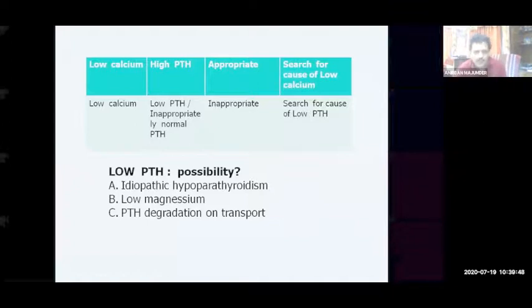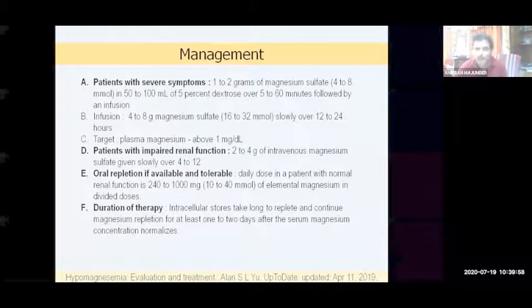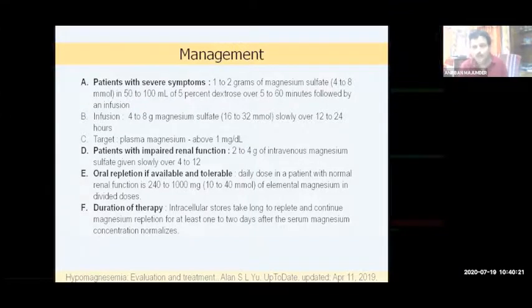So the easiest one among these three is to evaluate the magnesium. So we checked the magnesium level, and the magnesium level came 0.8. So how will we treat this patient? We have to replace the magnesium. Unless and until we replace the magnesium, we will never be able to correct the calcium level. Therefore, magnesium replacement is equally important, rather more important than correcting the calcium value. As you know, calcium and magnesium are basically intracellular ions, and therefore deficiency of one is often associated with deficiency of the other.